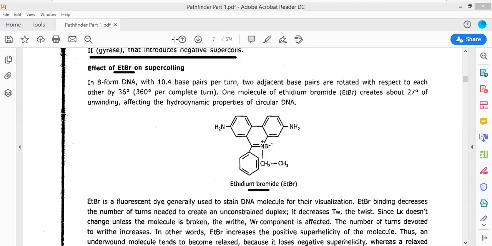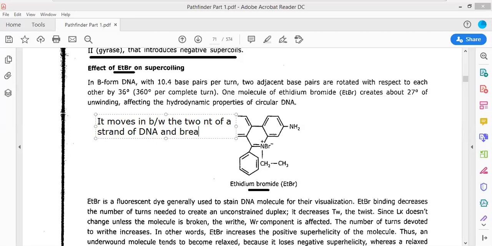The most important function of ETBR is to break the hydrophobic base stacking interaction. It moves in between the two nucleotides of a strand of DNA and breaks the hydrophobic base stacking interaction, okay? So the stacking interaction is being broken down. As there is no hydrophobic base stacking interaction, then what is going to happen?